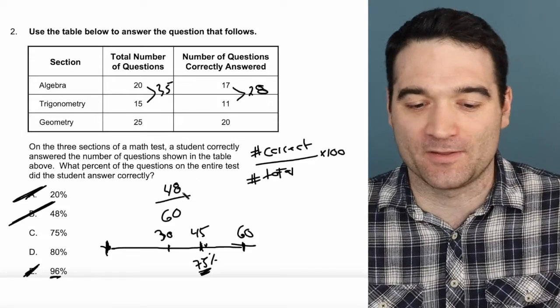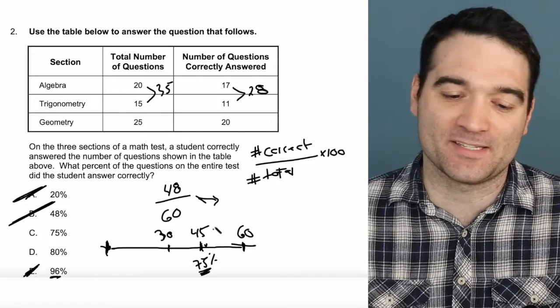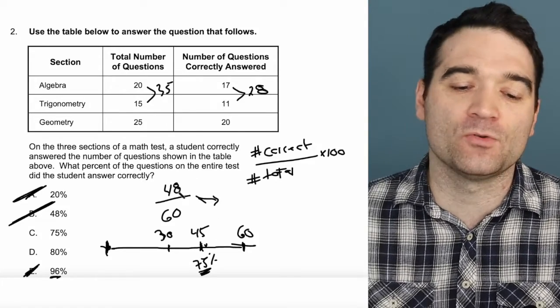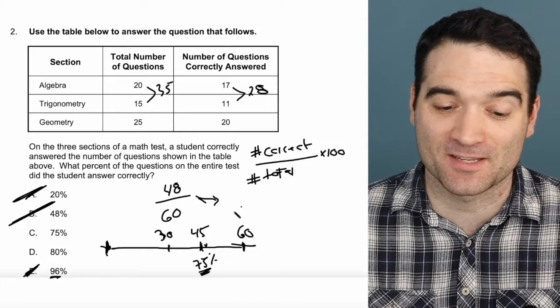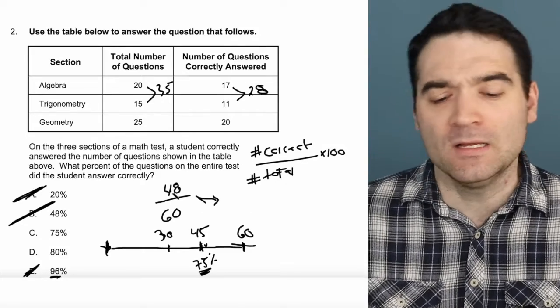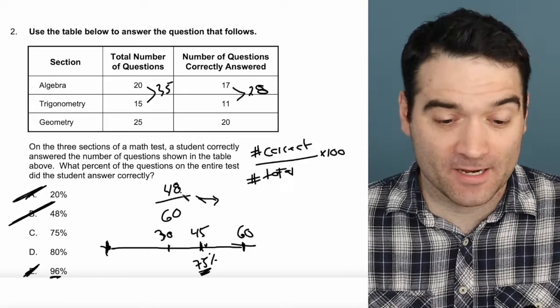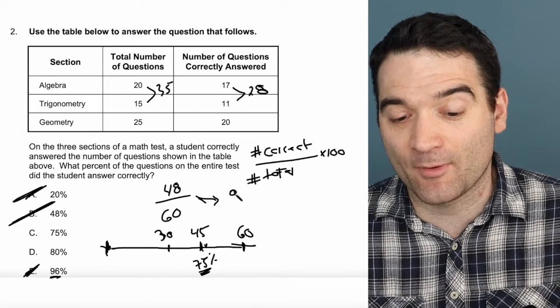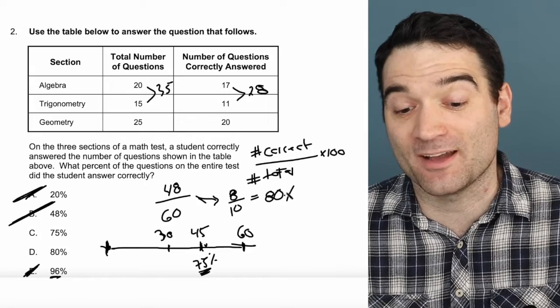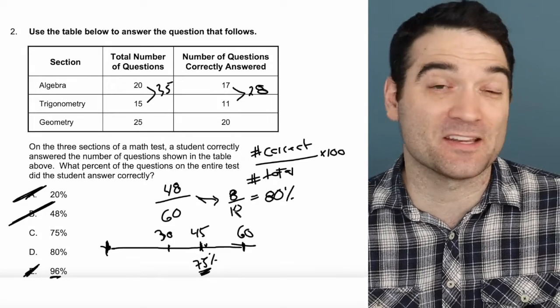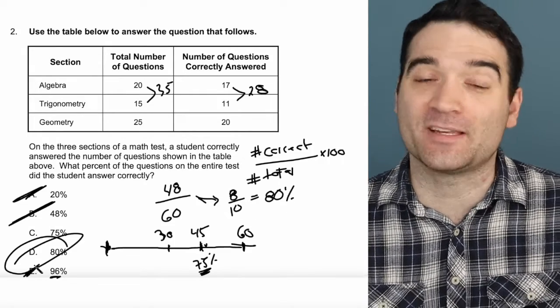But here's the other way to do it, right? I could simplify this down. What's a number that goes into both 48 and 60? Really important to have our multiples down for the CBEST, right? Well, how about 6, right? 6 goes into both of these. And when I divide both of these by 6, I get 8 out of 10, which comes out to 80%. 8 out of 10 is the same thing as 80 out of 100. Correct answer here is D.